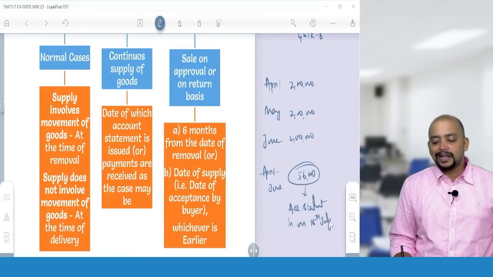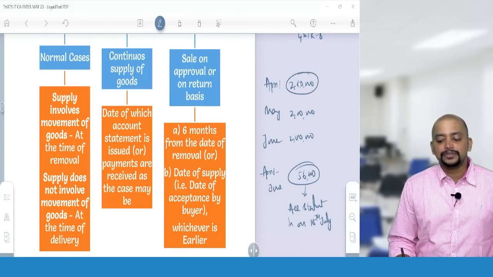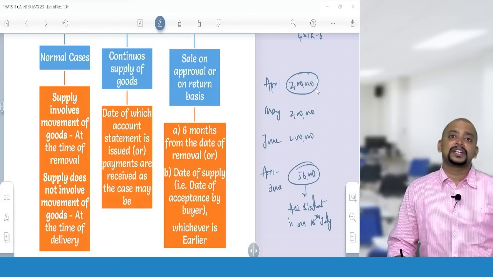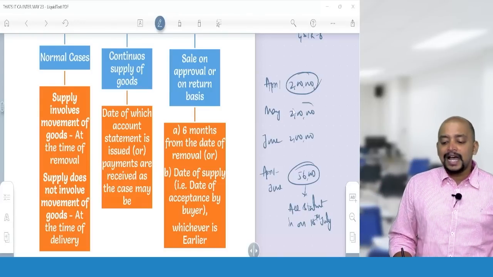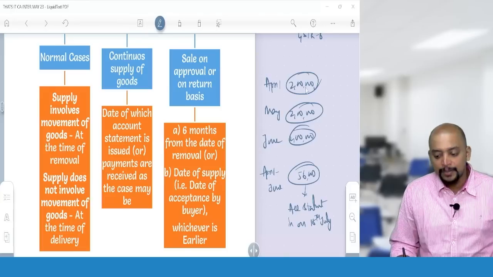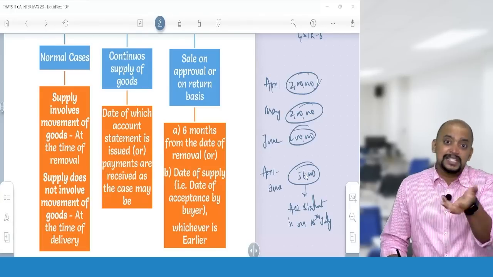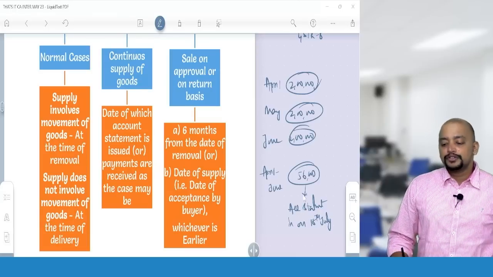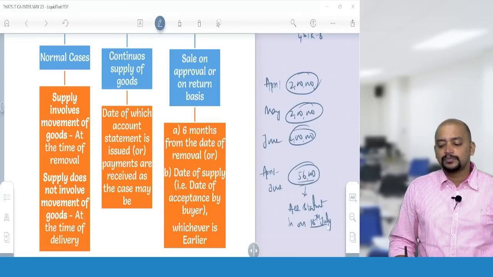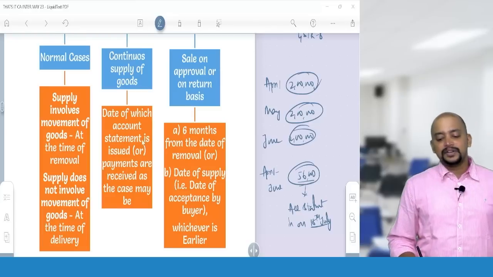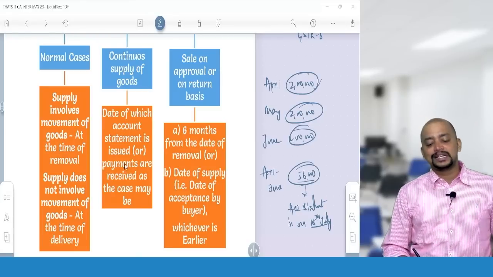Now what will be taken? So whenever this 2 lakhs is received, this 2 lakhs is receivable irrespective of the account statement. So whenever this 2 lakhs is received, that will be taken as the due date of invoice. Again, this is also same, this is also same. But this 56,000 is based on account statement. This 56,000 is receivable based on account statement. So for this 56,000, the account statement date will be taken as the due date of invoice, that is 18th July. That is this date on which account statement is issued or the payments are received as the case may be.